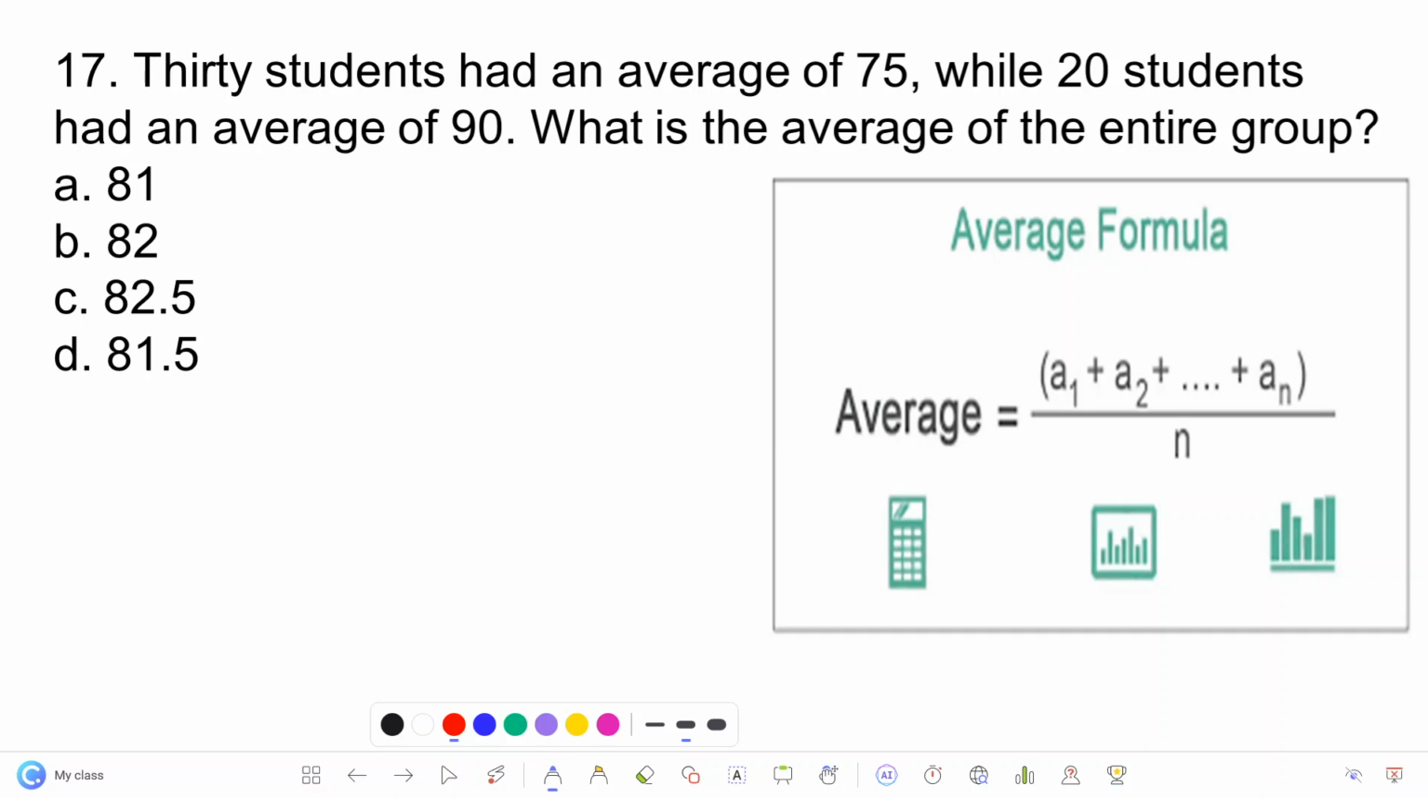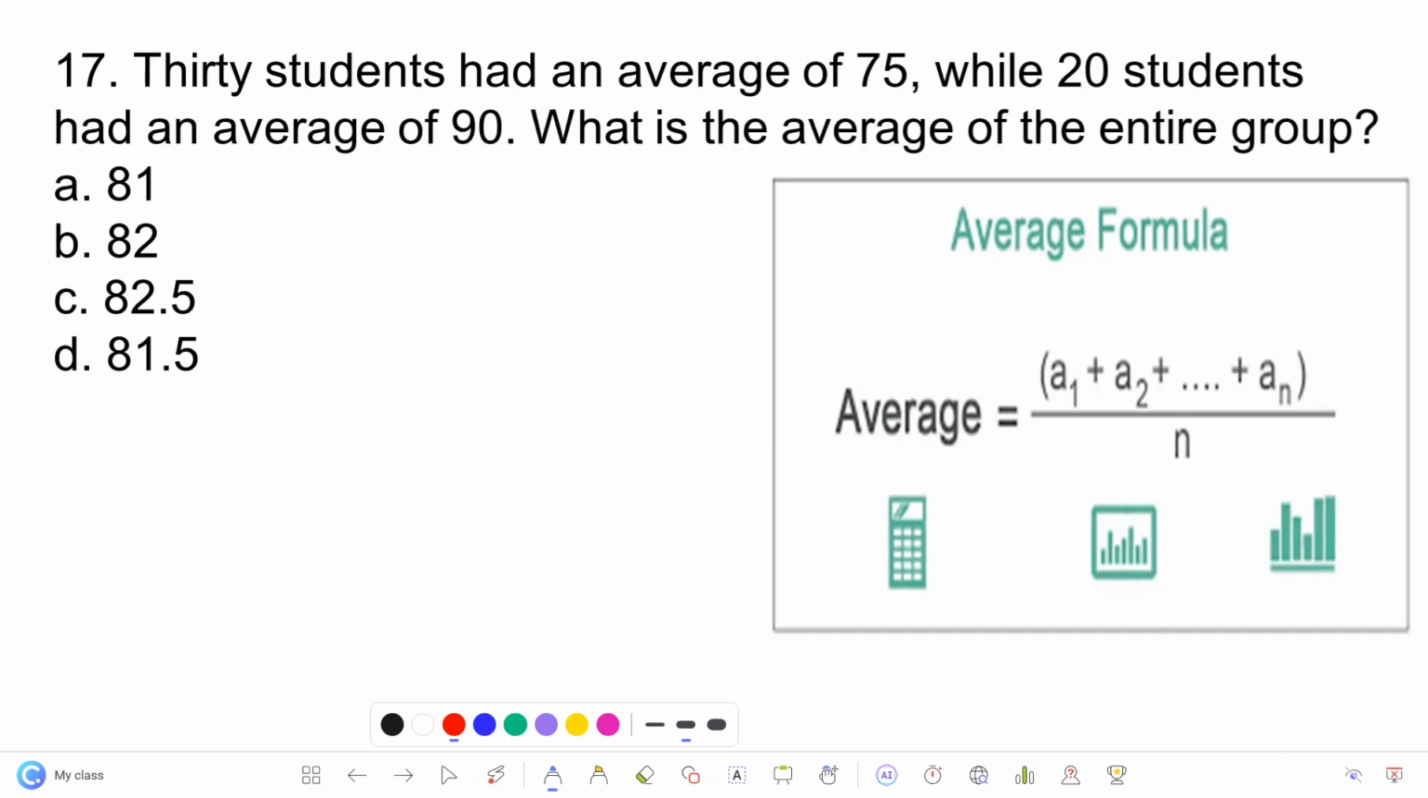So ito po ay pareho rin. A sub 1 plus A sub 2 plus dot dot dot plus A sub n is equal to the values, all the values, at ang n ay the number of values. So this is equal to the average.